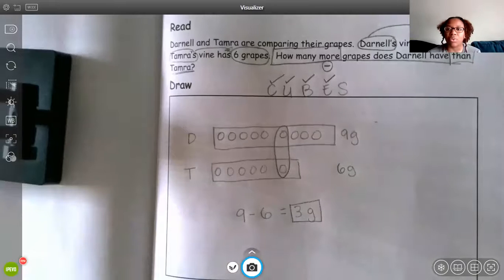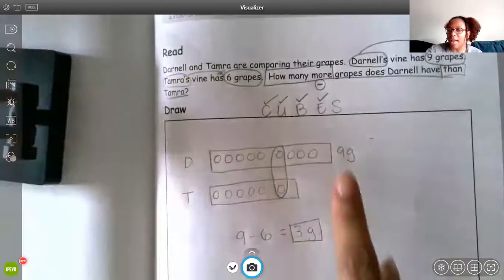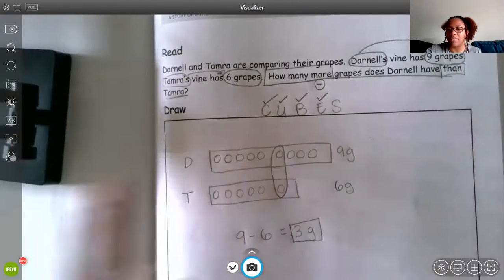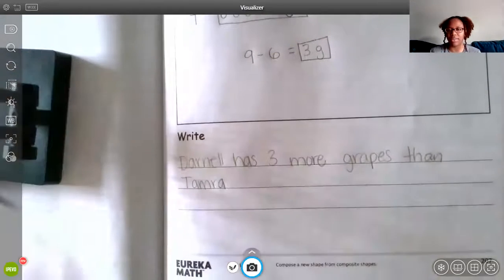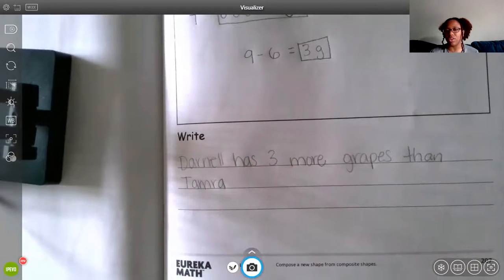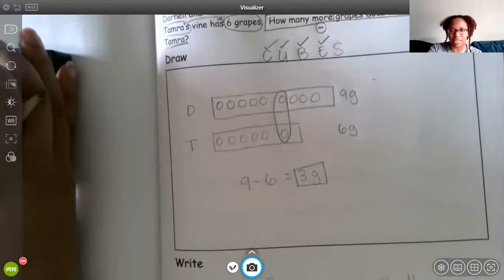And then we have to remember to answer our question, which is up here. How many more grapes does Darnell have than Tamara? So now we have to answer our question down here. And my statement says, Darnell has 3 more grapes than Tamara. Thumbs up if you got the same answer as I did. Great job. Don't worry, we're going to keep working on these word problems some more.